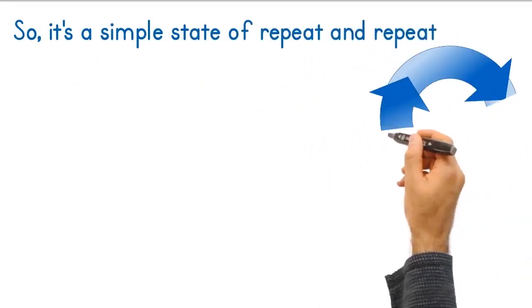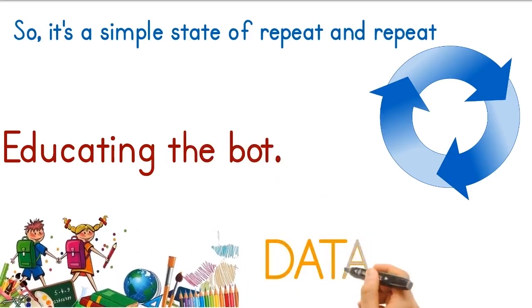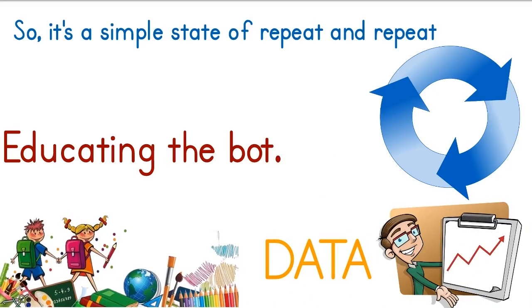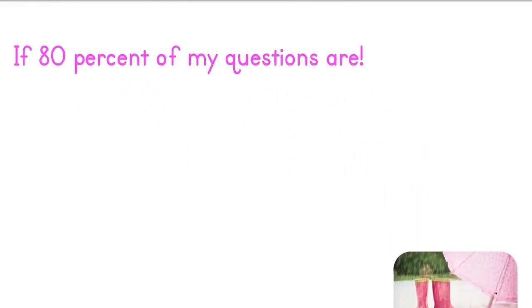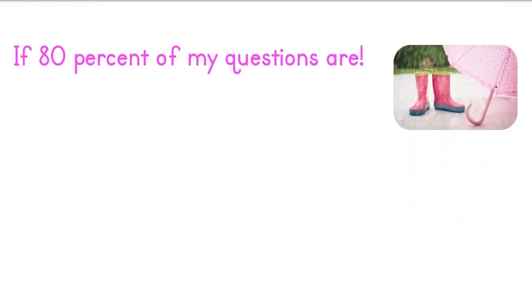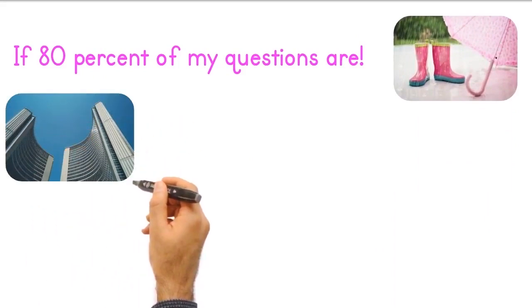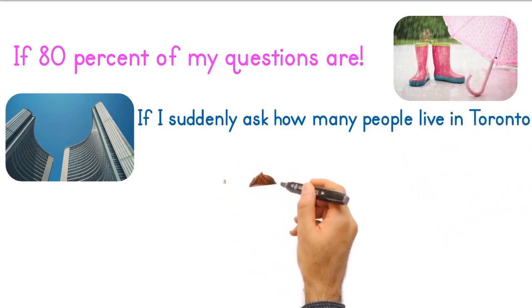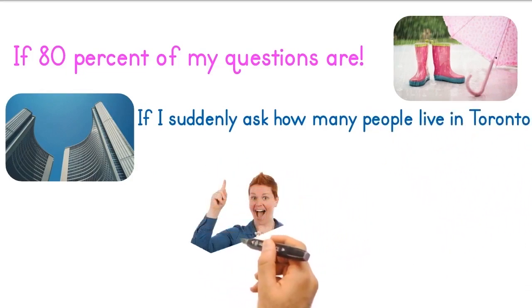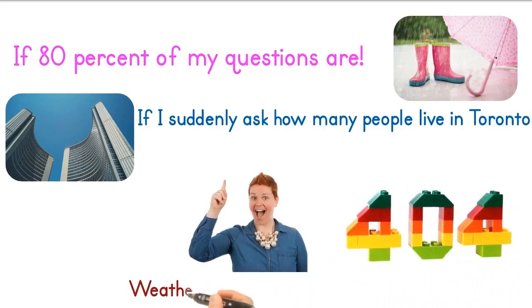So it's a simple state of repeat and repeat and educating the bot. But it's only as good as the data, and we have to balance the data. For example, if 80% of my questions are, "What's the weather like in a different location?" if I suddenly ask how many people live in Toronto, then the immediate response will be, "Oh, I know what Toronto is," and it will proceed to give me either the weather or the time in that area.